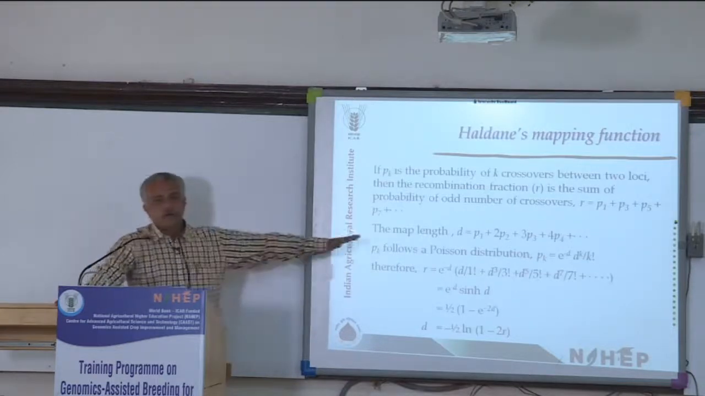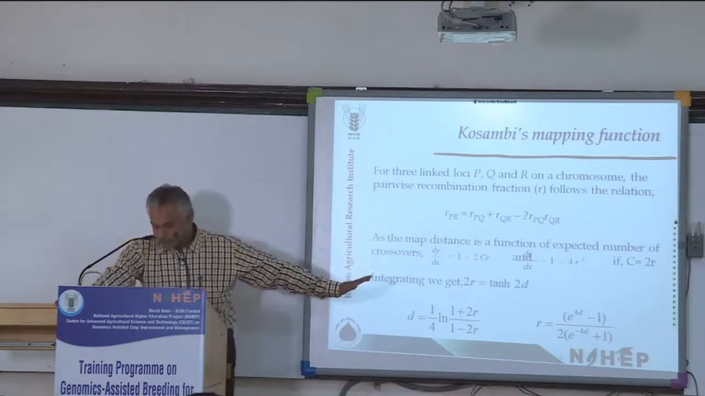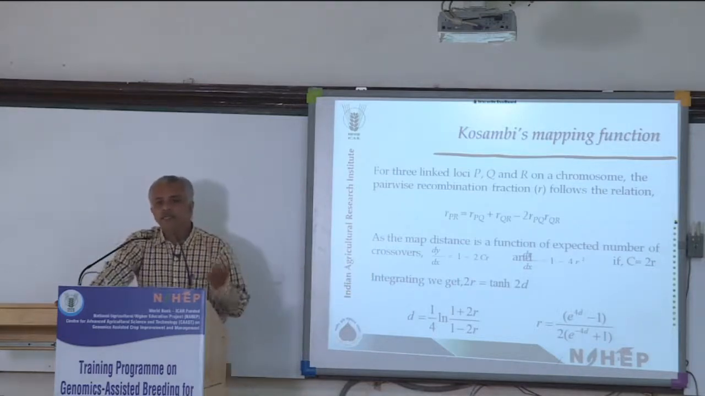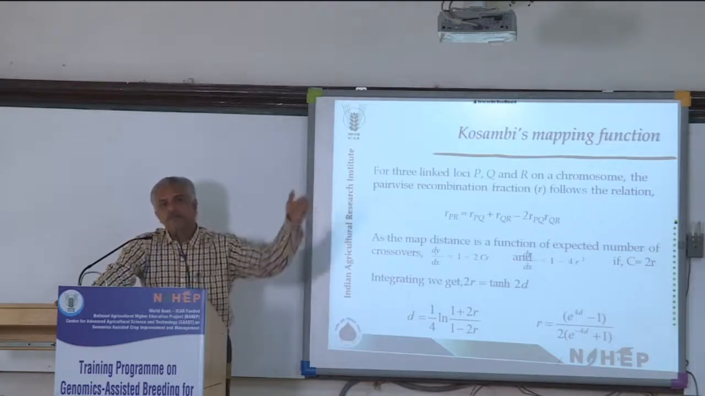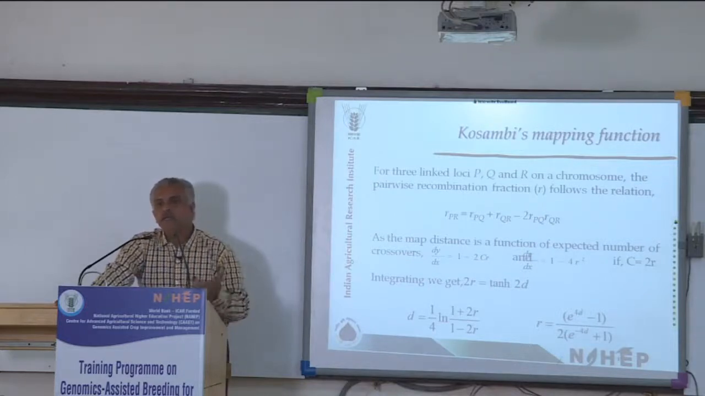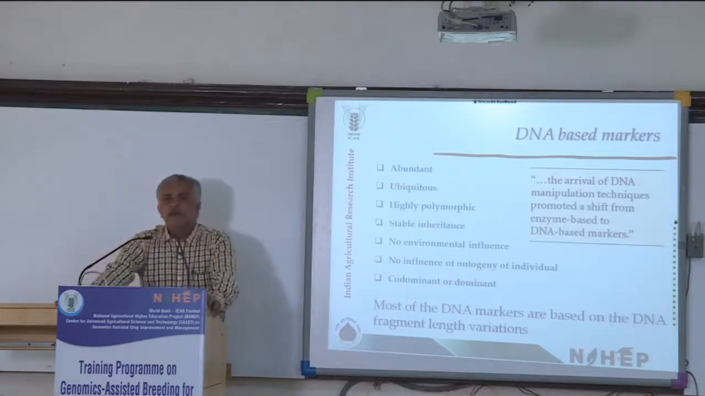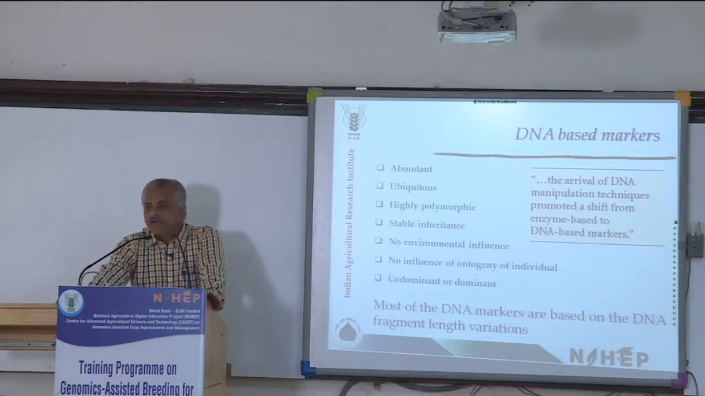So I am not going to go into detail, and this is the Kosambi's mapping function, right? These are all mathematical adjustments based on the pattern of recombination fractions observed over a distance, and then they have been mathematically adjusted based on the statistical distributions. Now, having said that, we have a rough idea of how to identify the distance between two loci, right?